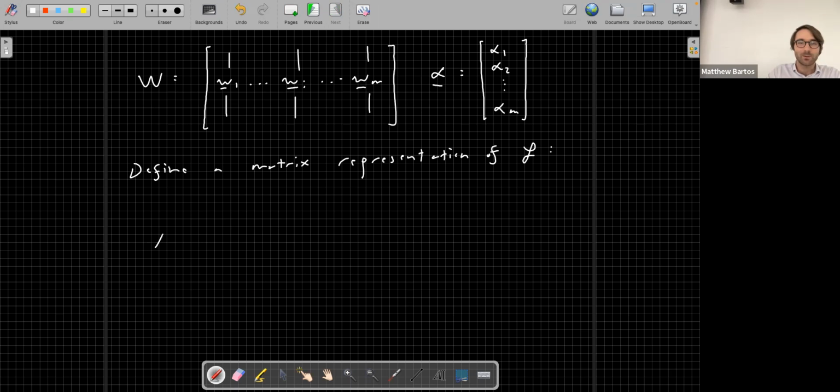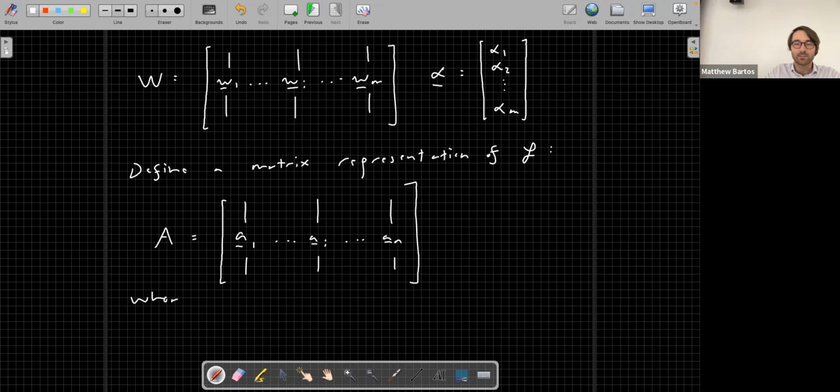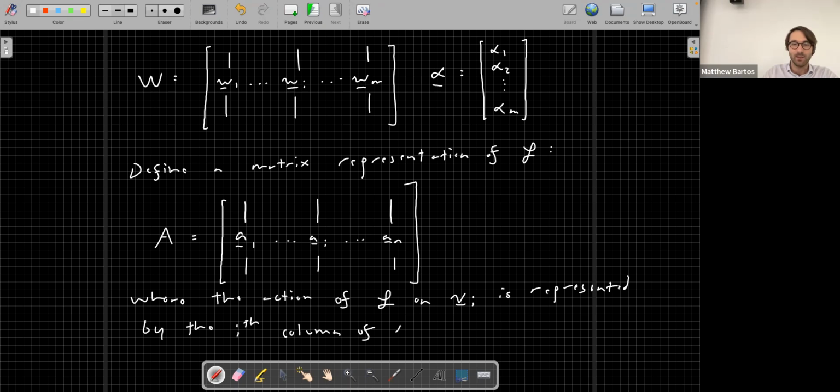So we have a matrix representation A, where the columns I'll call A1 through Ai through An, where the action of L on each basis of V, Vi, is represented by the ith column of A. Where the action of L on Vi, the ith basis of our domain, is represented by the ith column of A.